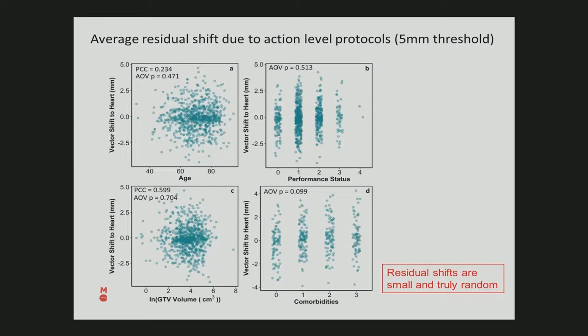But the beauty of these kind of shifts is that they are just an inherent flaw in the process. It's noise in the process, and noise is random. It's not correlated with performance status, not with comorbidities, not with tumor size, not with age. It's as if you're flipping a coin. Half the patients are going to go a millimeter to the right, and half the patients are going to go a millimeter to the left.